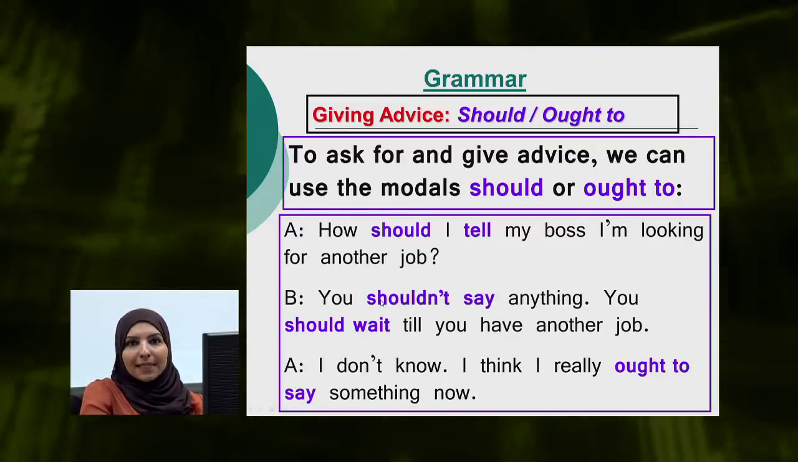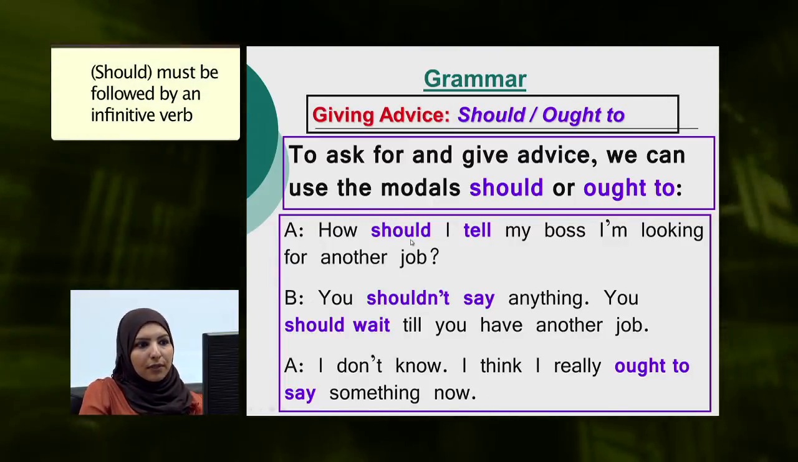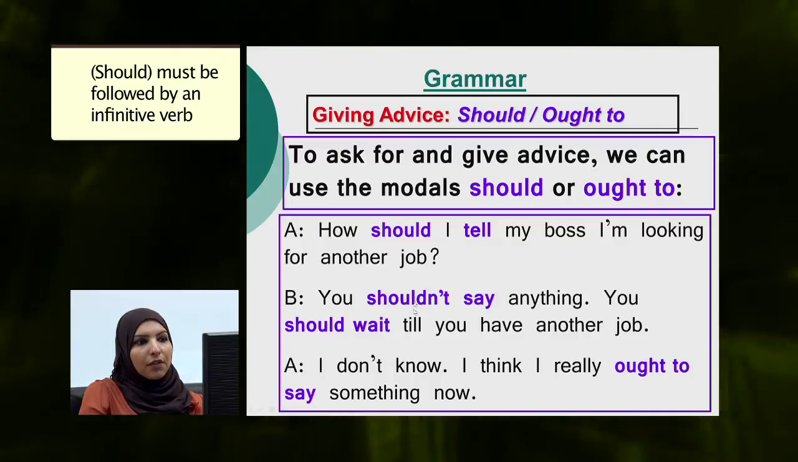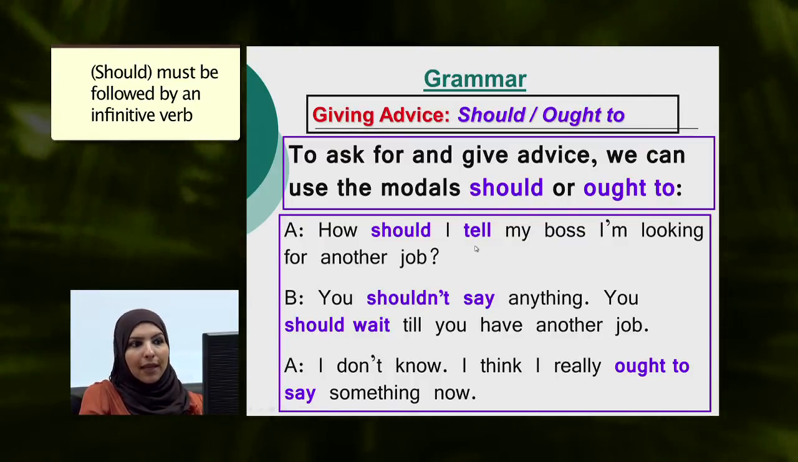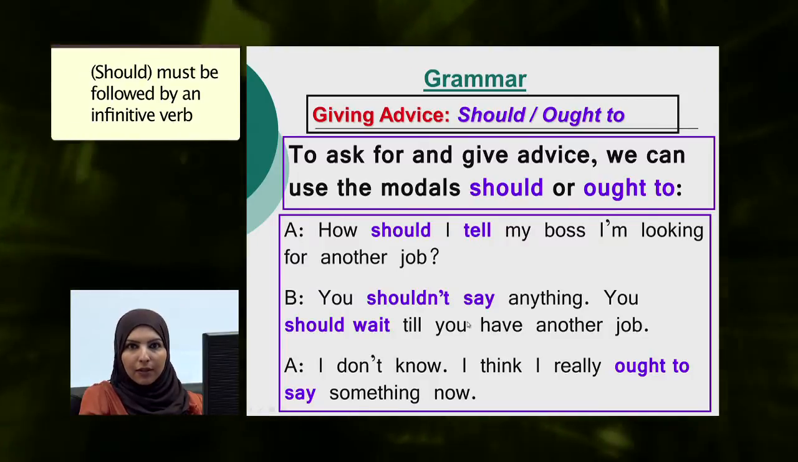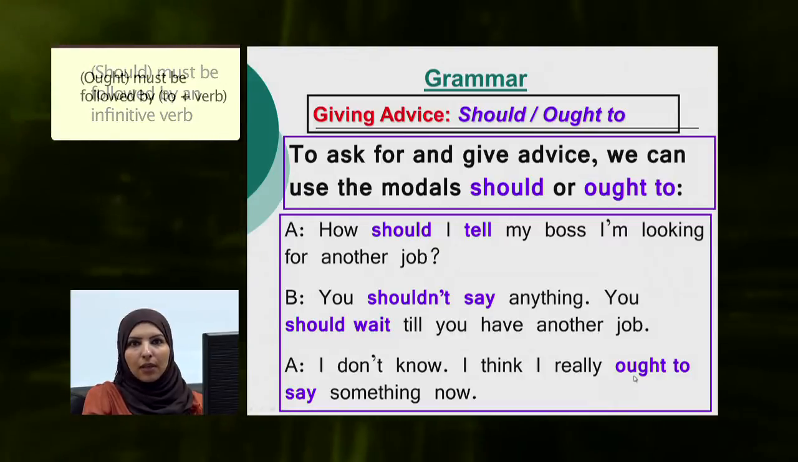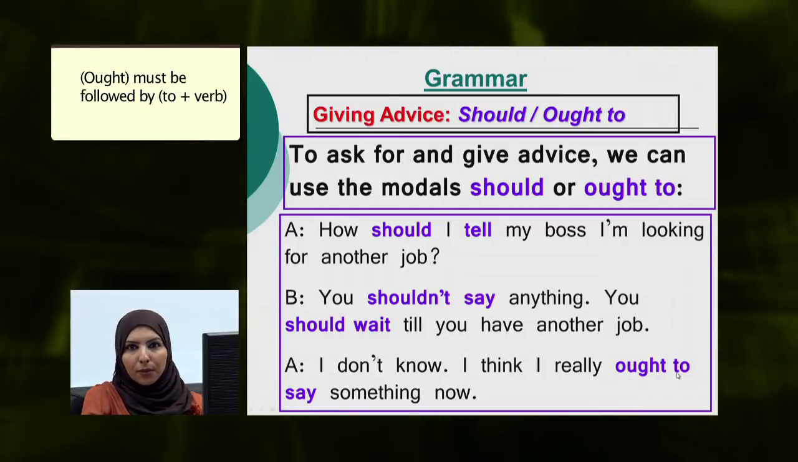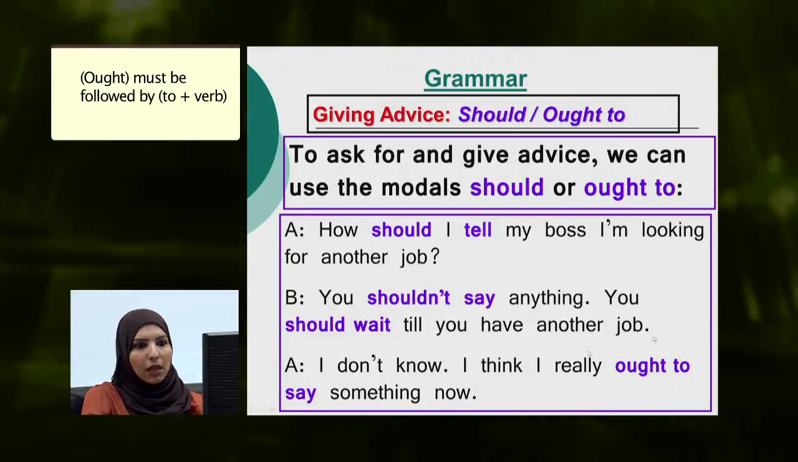Let's look at the grammatical point of view. Once we use should or shouldn't, they should be followed by an infinitive verb like tell and say. On the other hand, once we use ought, it should be followed by to plus an infinitive verb, like in this example, ought to say. Now let's move to another point.